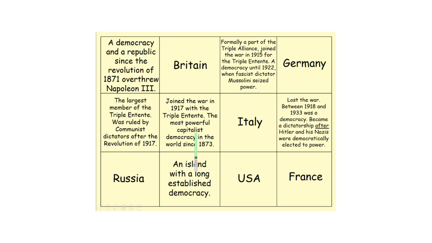And then it gives you some information about these countries. Again, this information is all mixed up. So you need to work out which country is this one. Which country lost the war? Between 1918 and 33, it was a democracy, became a dictatorship after Hitler and his Nazis were democratically elected to power. So you need to, first of all, identify the country, and then you need to copy in a text box which country is a democracy, which one is a dictatorship, which one is both.